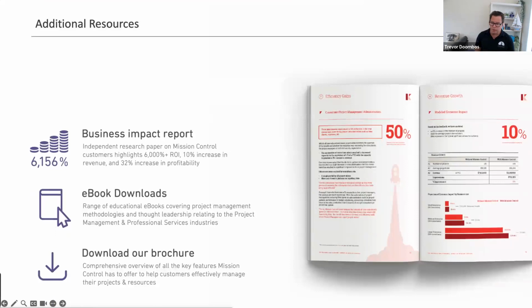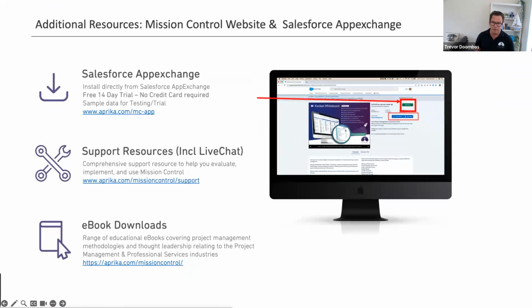Additional resources, I've probably mentioned it 3 times, that business impact report. There's a sample from there on efficiency gains and revenue growth. Who wouldn't want to have a 10% increase in revenue? And you can download that from our website. There's a number of ebooks, the brochure of what's in Mission Control. And you can go to Salesforce AppExchange at any time and you can download that free trial. We don't ask for any credit card. You just download that today.